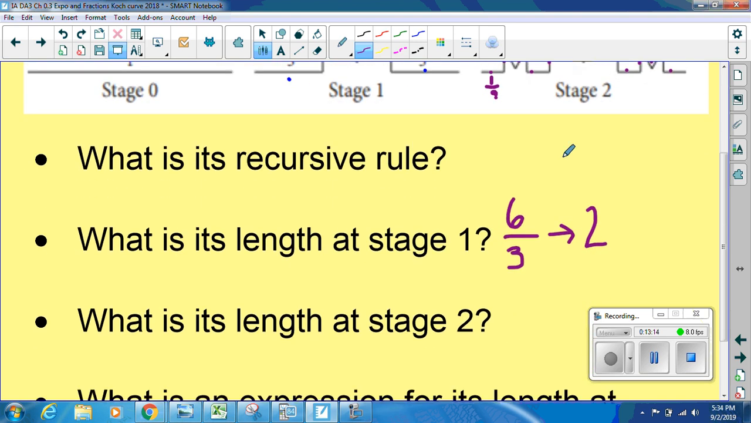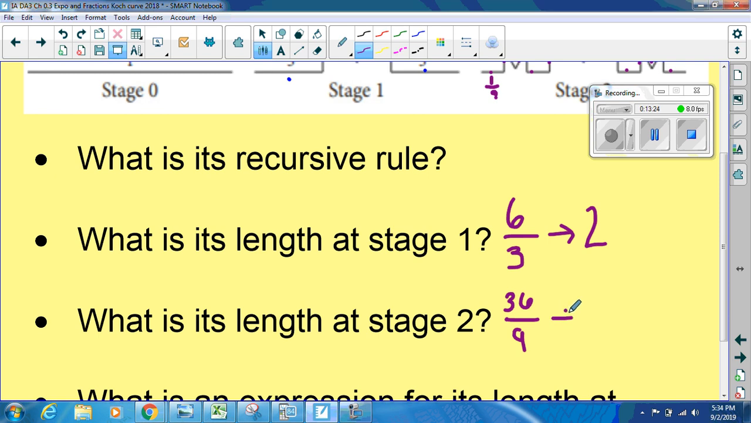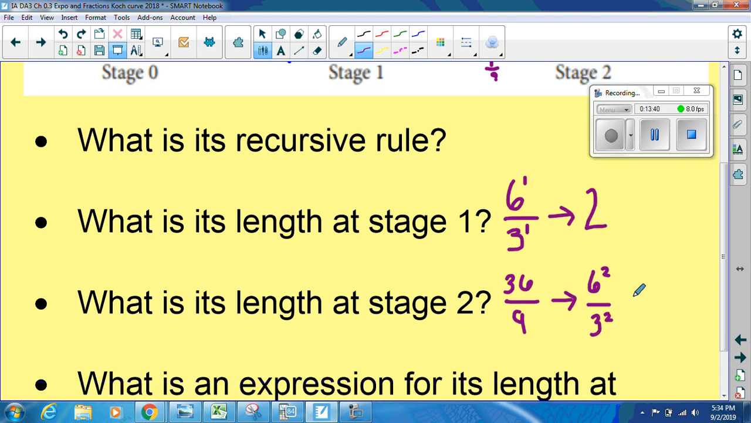Let's see if that makes sense. So there are 36 total pieces. Each piece is 1/9, so I have 36 ninths. What pattern do you notice? If this was 6 to the first power and 3 to the first power, well, it looks like this one is 6 squared. 36 is the same as 6 squared. 9 is the same as 3 squared. So I have 6 squared over 3 squared for that second part.